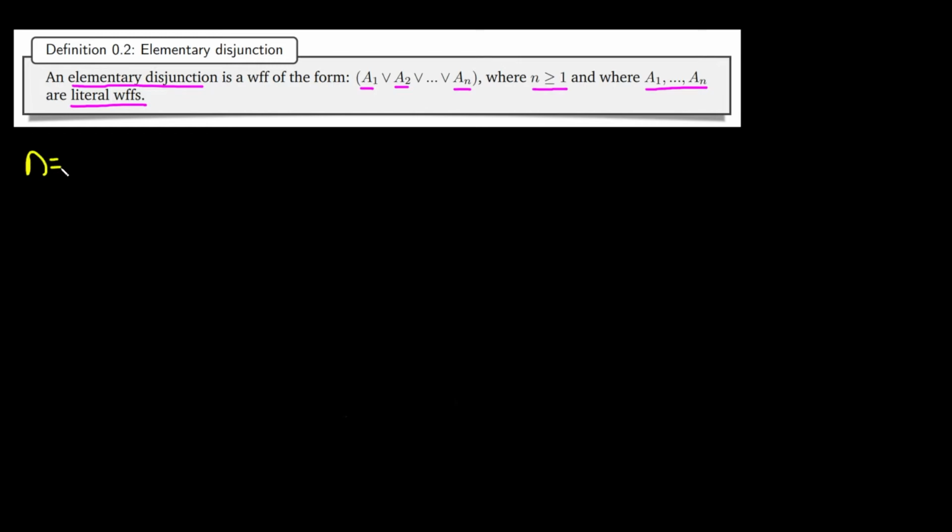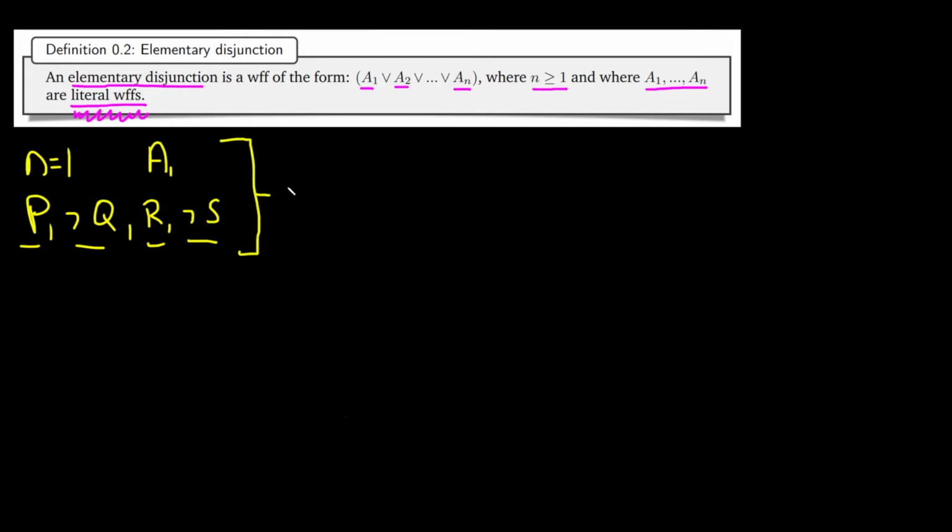Let's start with cases where n is equal to 1. That is, we're simply looking at a formula where it's just a sub 1. It doesn't necessarily need to be a disjunction. So in order for a formula to be an elementary disjunction, it needs, as the definition states, to be a literal well-formed formula. So what this would mean is that P, not Q, R, not S, all of these formulas, which are literal well-formed formulas, are also elementary disjunctions. In short, single propositions can be elementary disjunctions, even though they are not disjunctions, provided they are literal well-formed formulas.